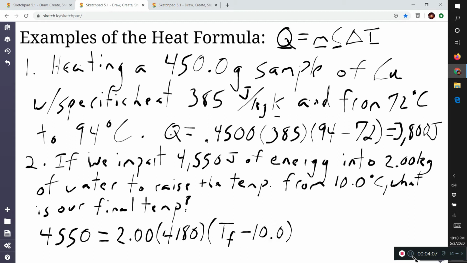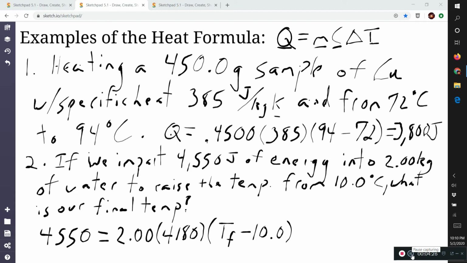Now, we've also had equations like this before. You have a couple options. What you could do is you could multiply 2 times 4,180, distribute, and solve that way. Or you can divide those things off at the beginning and then add 10. Either way is sufficient.